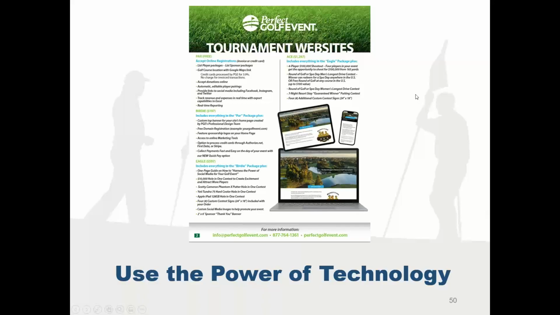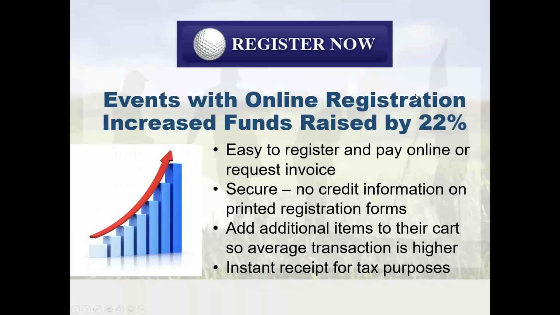Make sure, again, you're using the website, using Perfect Golf Event, hopefully. We found that people who had an online registration process before their event raised 22% more last year. And the reason is because people can pay online. They can buy more stuff online. They can buy mulligans, raffle tickets, auction items. It's a secure transaction, so nobody wants to put their credit card on a form anymore and fax it. I mean, my son didn't even know what a fax machine is. And so, again, it's a secure way to register.